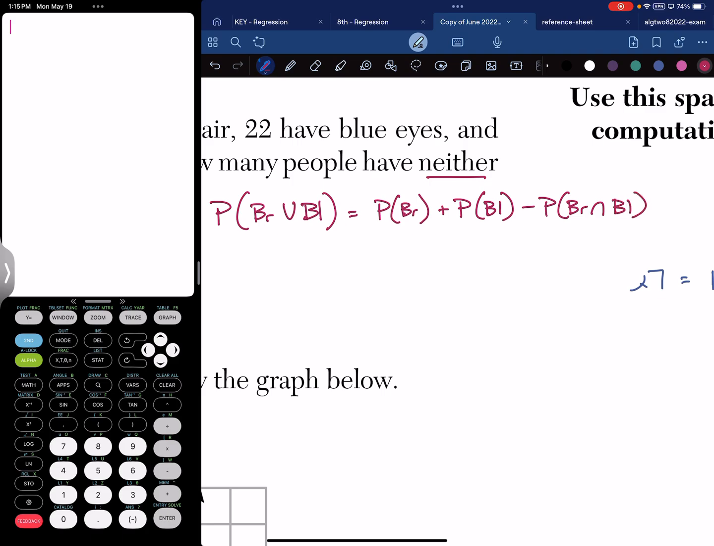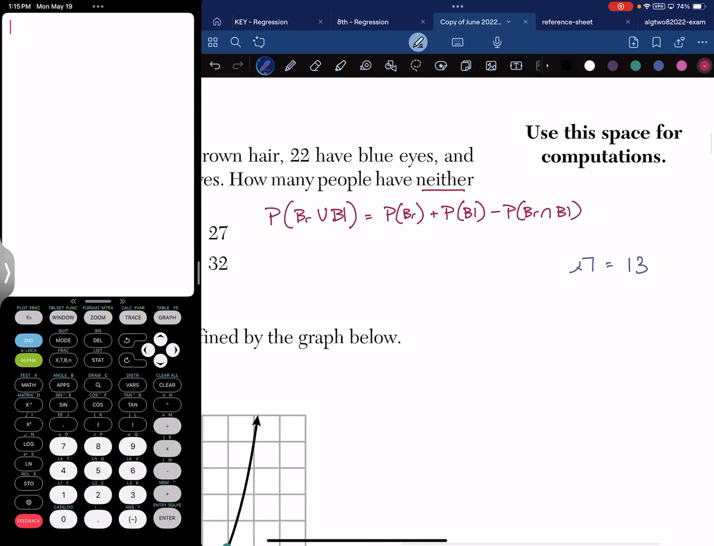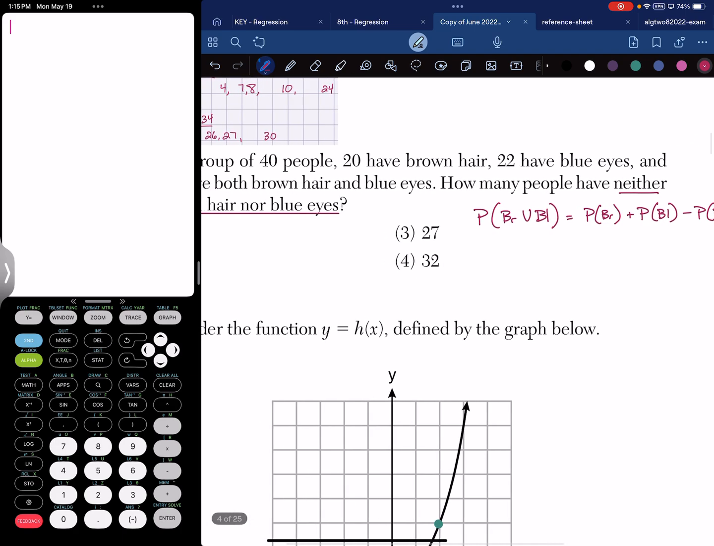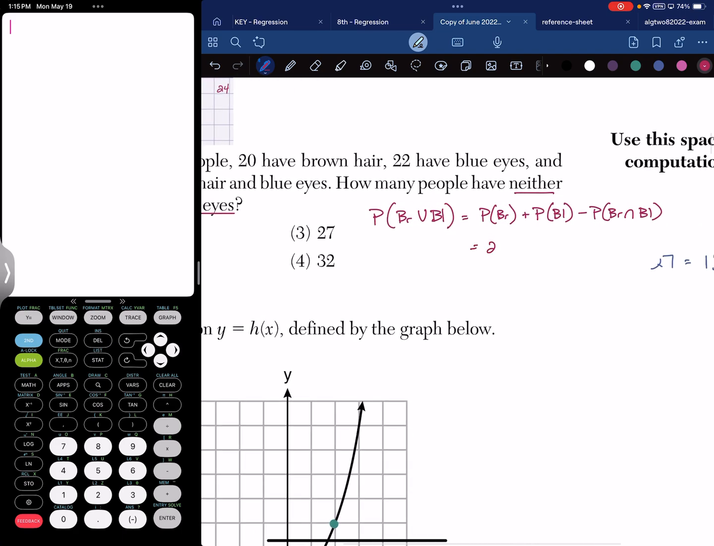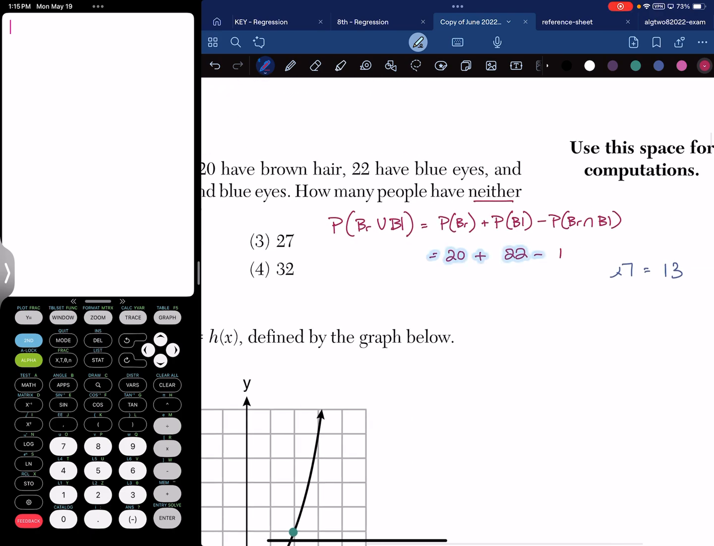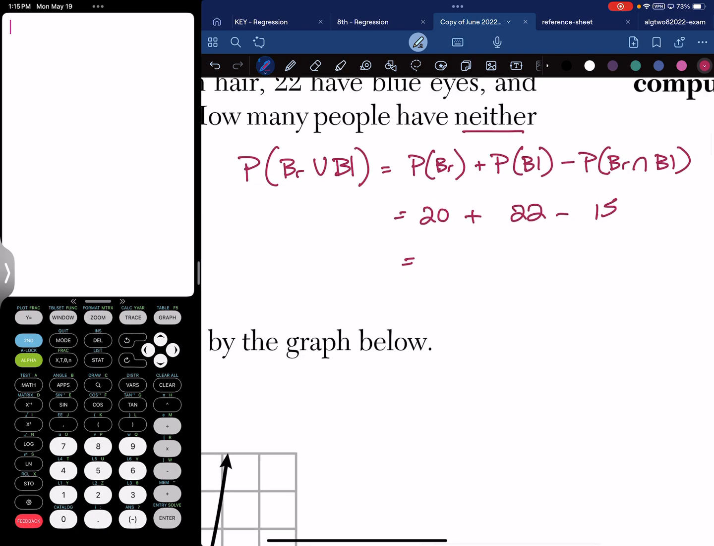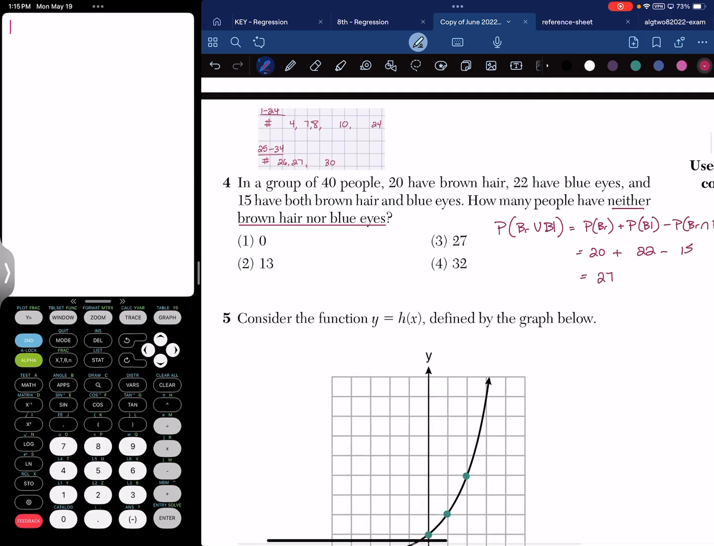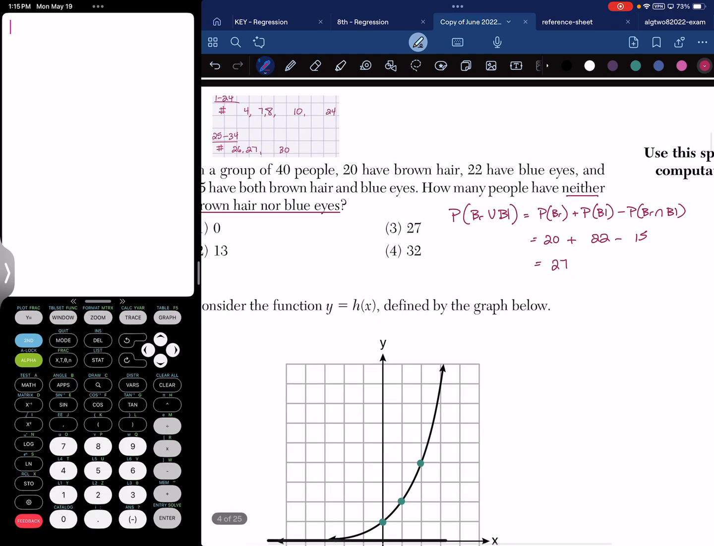Now, I believe that this is all talking about number of people, so we don't even need to do probability here. It's just number. So the number that have brown hair is 20. The number that have blue eyes is 22. And how many have both? 15. So we have 20 plus 22 minus 15. What number is that? 27. So 27 people have brown or blue, but we're looking for the ones that have neither.